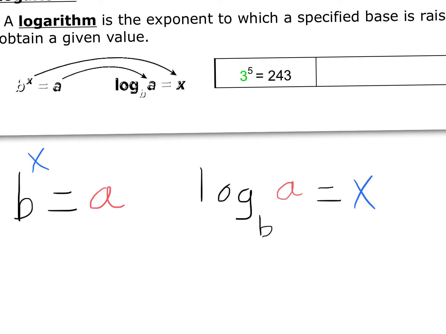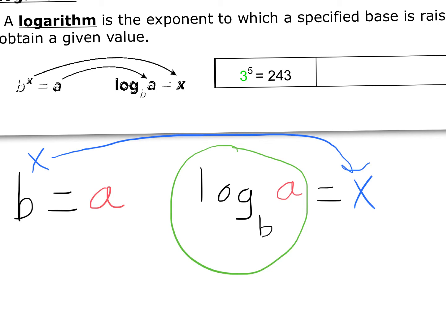So let's think about what I just wrote. We have this entire expression right here set equal to x. And if we look at the previous equation, x is the exponent. That means the entire expression that I circled in green, that entire thing is the exponent. So like I said previously, we use logarithms to solve for the exponent. So the entire expression is an exponent. That's a concept that will help us as we move through the rest of this chapter.